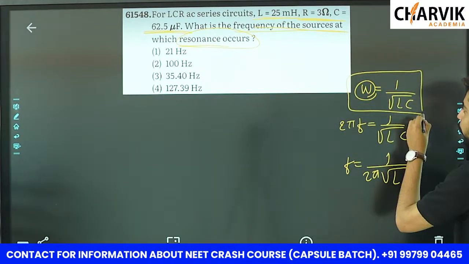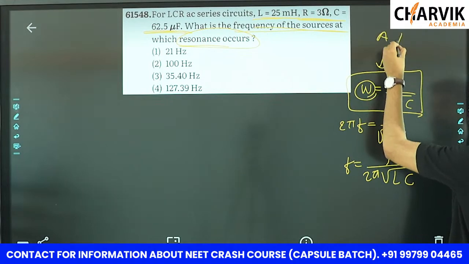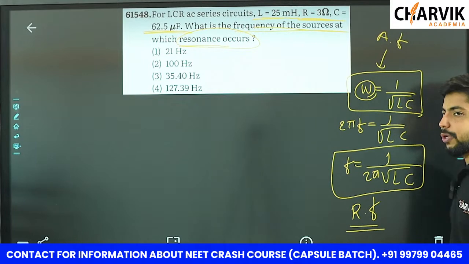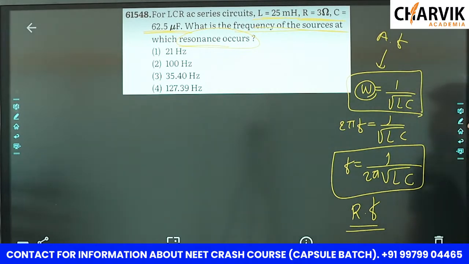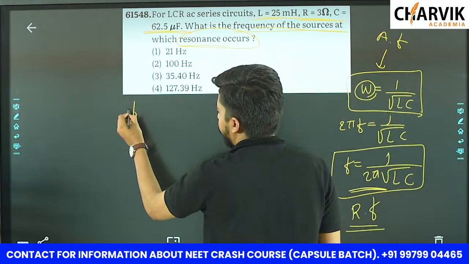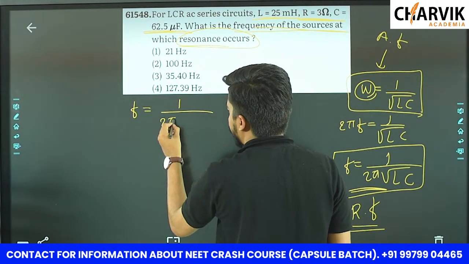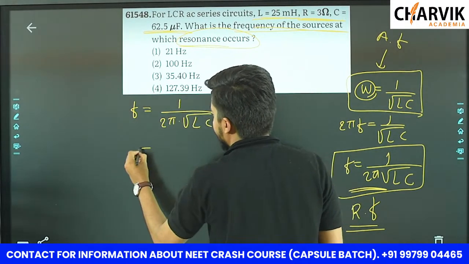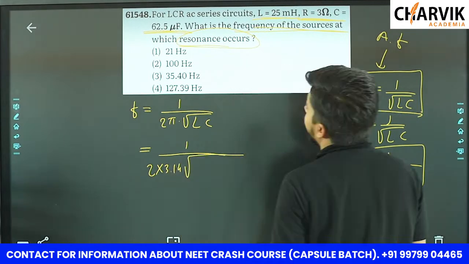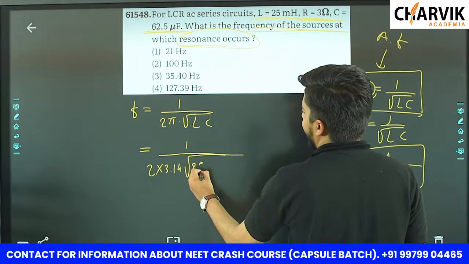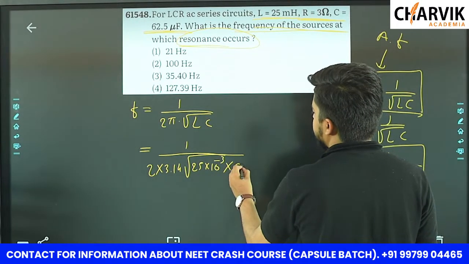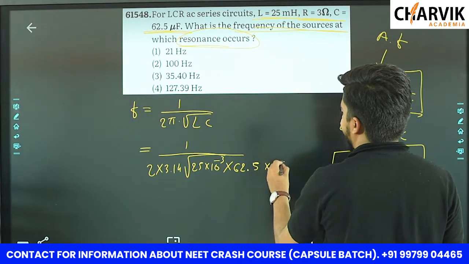So there are two important formulas. One is of the angular frequency and another is of the resonant frequency. From both the equations, questions could be asked and you need to remember both. Right now our question is about the resonant frequency. So let us take the formula of f, which is equal to 1 upon 2 pi into under root of LC, which is equal to 1 upon 2 into 3.14 under root. What is the value of L? It is 25 into 10 raised to minus 3 into capacitance C, which is given as 62.5 into 10 raised to minus 6.